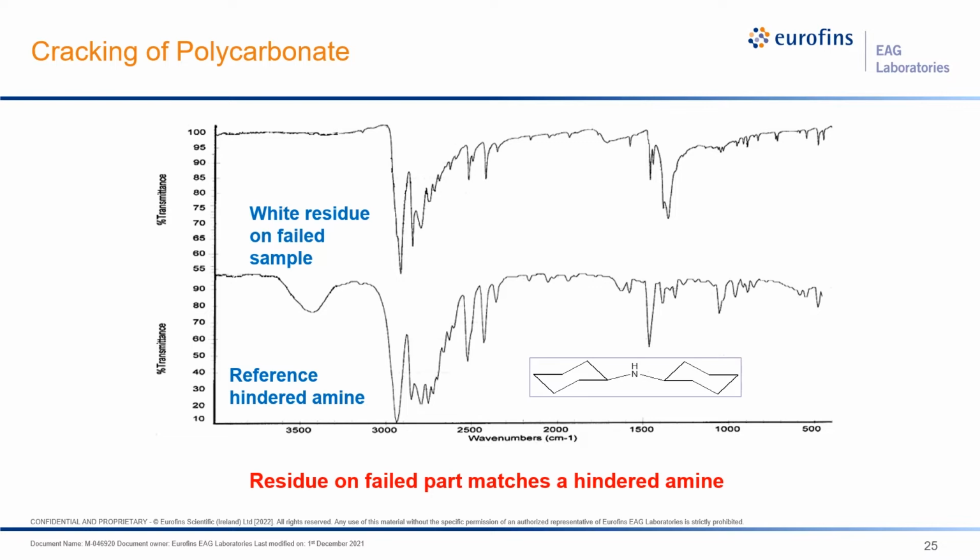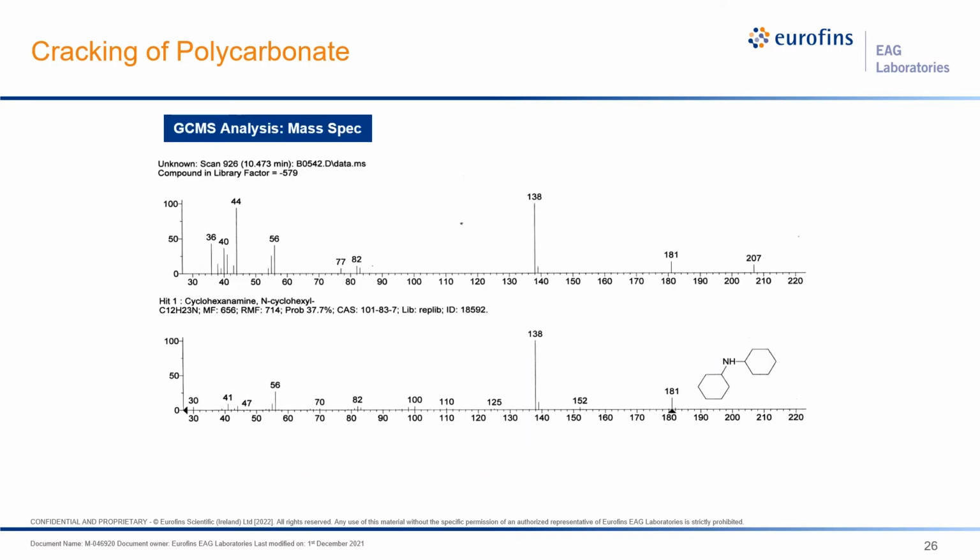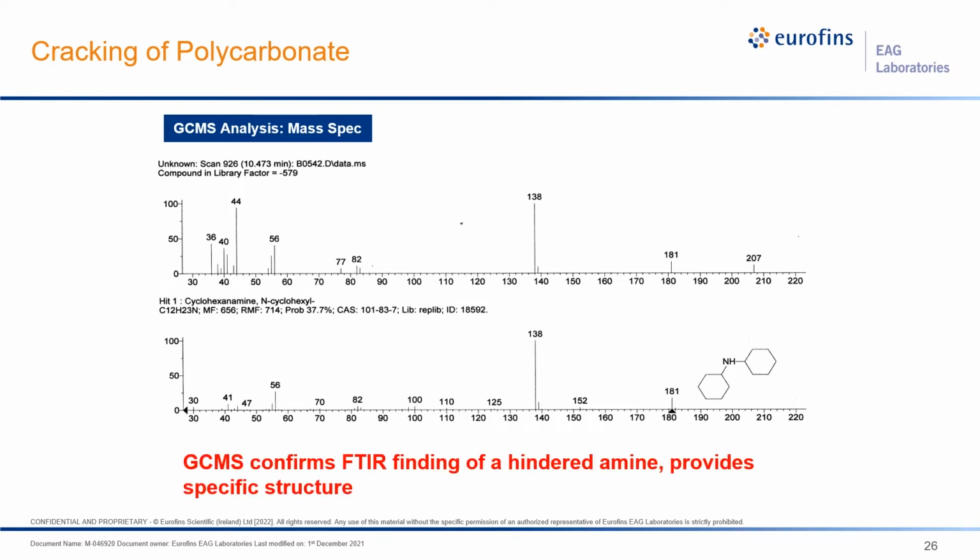So in order to determine the exact structure, we did a little bit more work where we took this white residue and we dissolved it and we did mass spec on it. And it turned out the results correlated quite well with FTIR, and we did discover the specific cyclohexylamine. And it turned out this was actually a cutting fluid that was used in the facility. And once they eliminated this cutting fluid, they didn't have any more cracks in their polycarbonate. So this just kind of shows how different techniques can be complementary to one another.